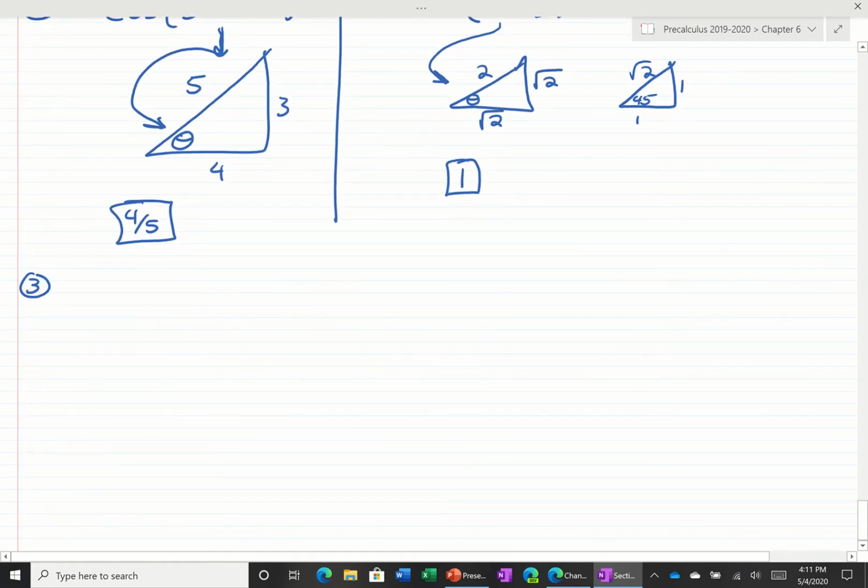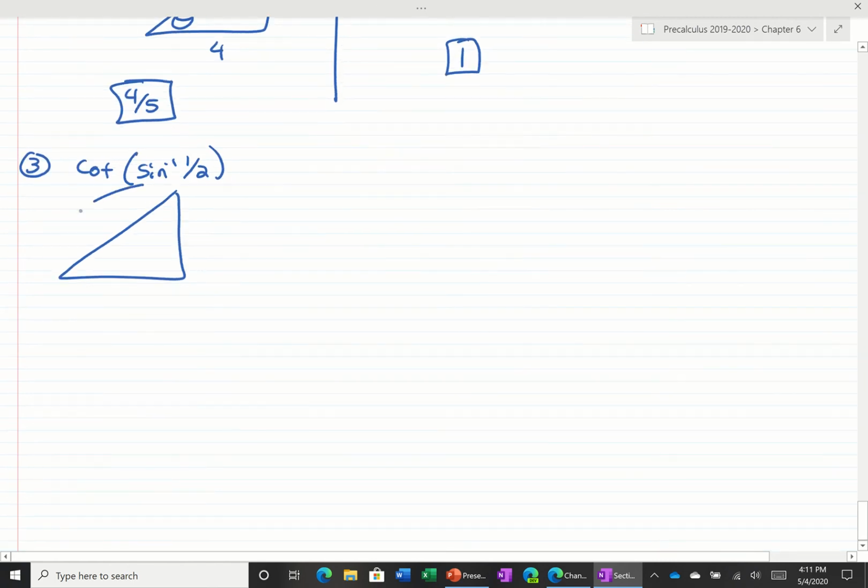Number 3, what's the cotangent of the inverse sine of 1/2? Well, this angle is going to give us a sine of 1 over 2. You know, this side has to be root 3. This comes from our special triangle of 30, 60, 90 degrees. So what's the cotangent of that? Well, we didn't even have to know that was 30. We could have completed it without using Pythagorean theorem, but the cotangent would be root 3 over 1.